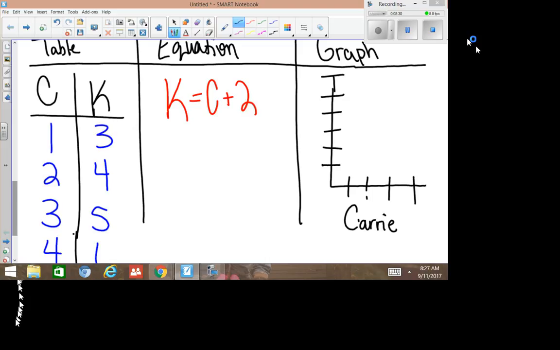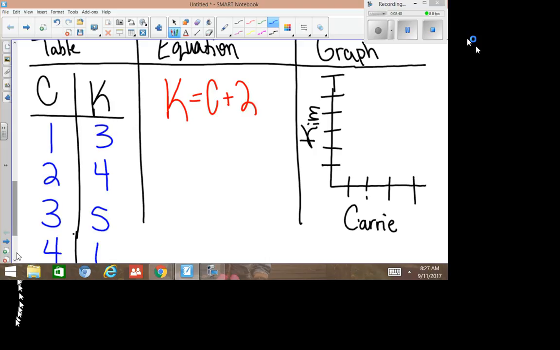And this side is Kim. Helps if I can spell it. Kim, okay? I could have switched them. You could have put Carrie on this side. You could have put Kim down there. Just be sure that you label, all right?